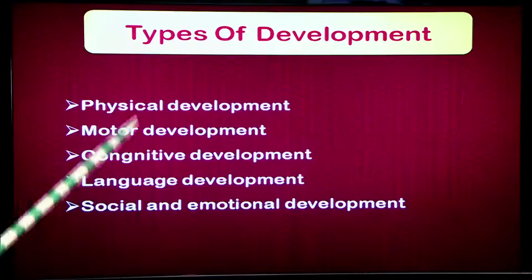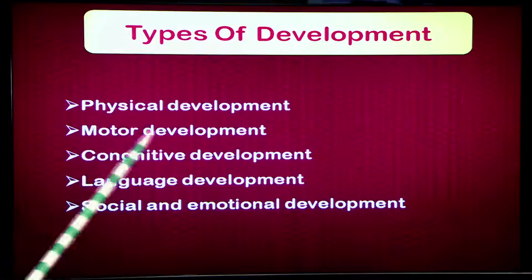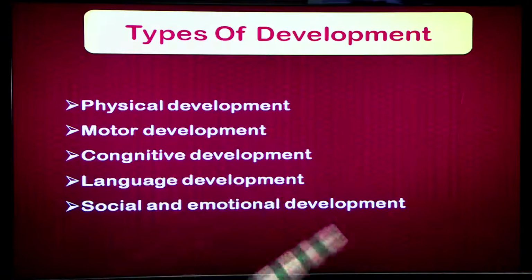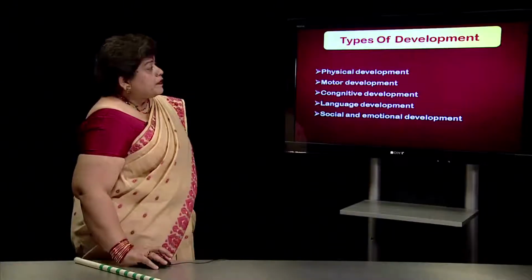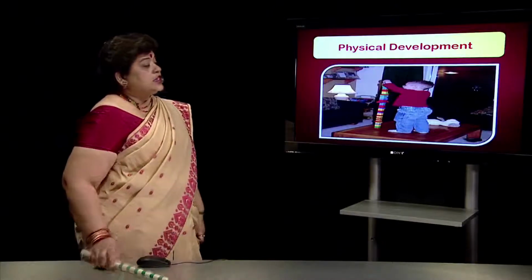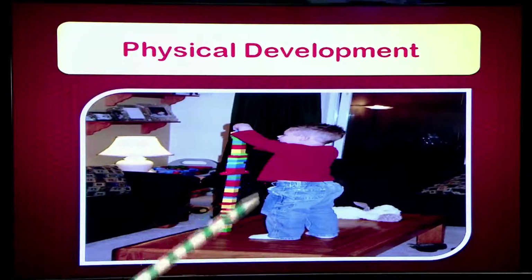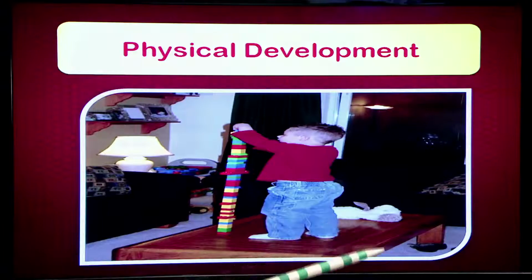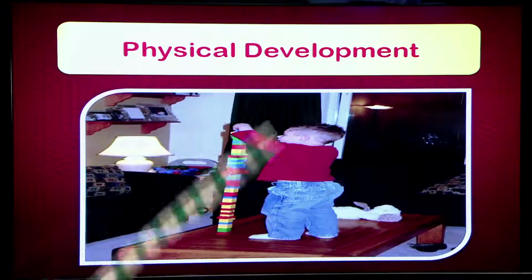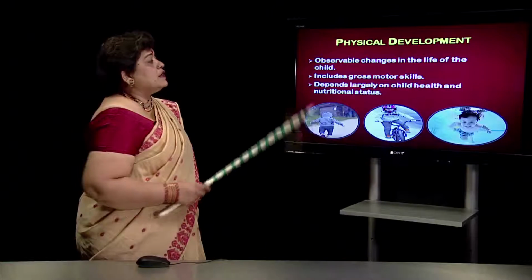When we were talking of development, there are various types of developments, that is physical development, motor development, cognitive development, language development, social and emotional development. This is a picture of the physical development that has taken place in the child. You can see the child is standing on the table. That means the child must have adequate maturity of his muscles so that he is able to climb onto the table, then stand on the table and then balance out the blocks. It requires a lot of ability and maturation of the muscles.